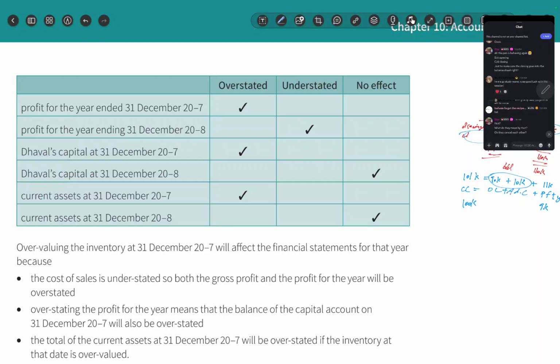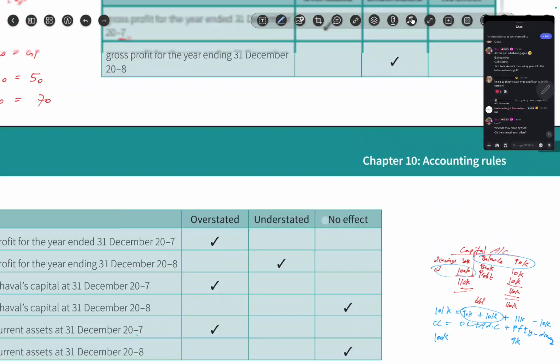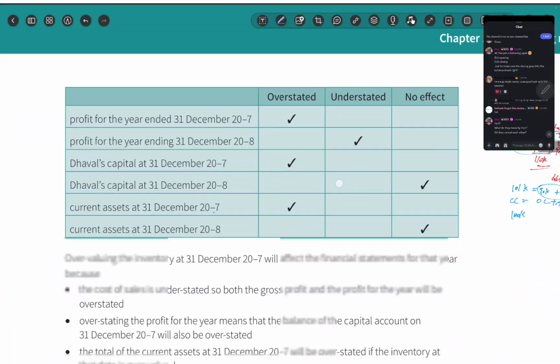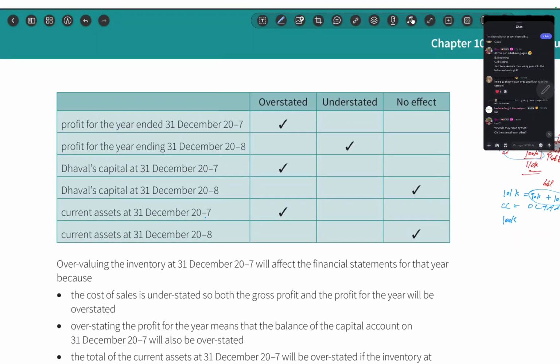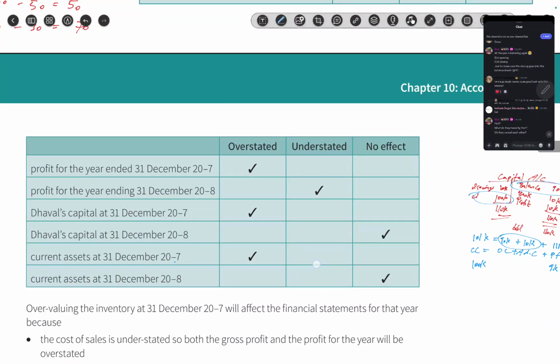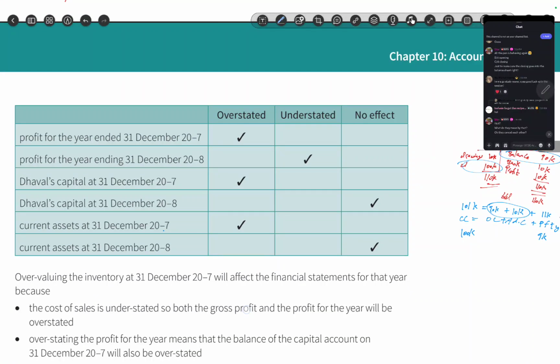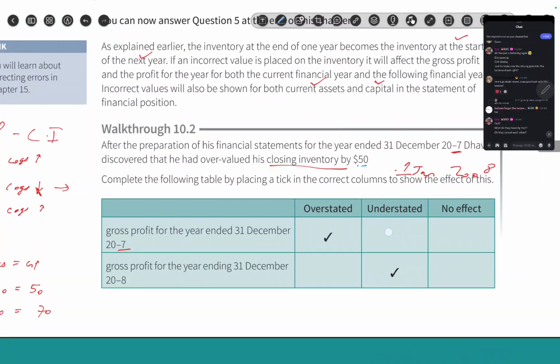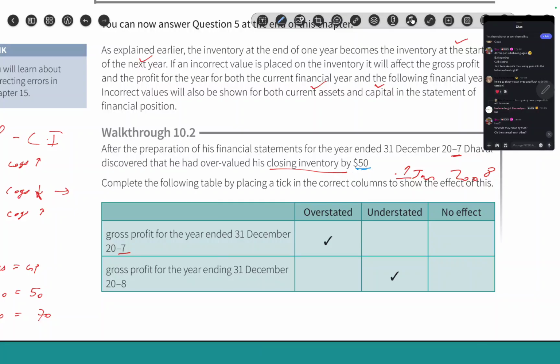In the first year, 2007, since you overvalued your closing inventory, your current assets are also overvalued, since closing inventory is a current asset, right? Because its value changes multiple times during the year, it's a current asset and it's overstated. If it's overstated in the first year, next year it will have no effect because it will be the opening inventory for next year, okay? At this date, 2007, it was closing inventory. And at 1 Jan 2008, it became opening inventory.